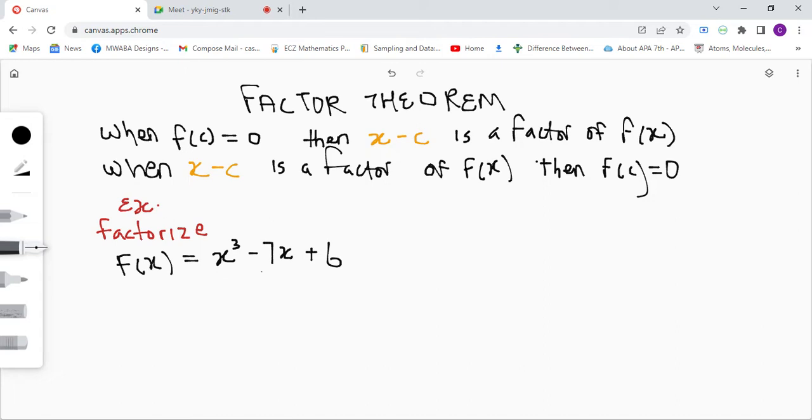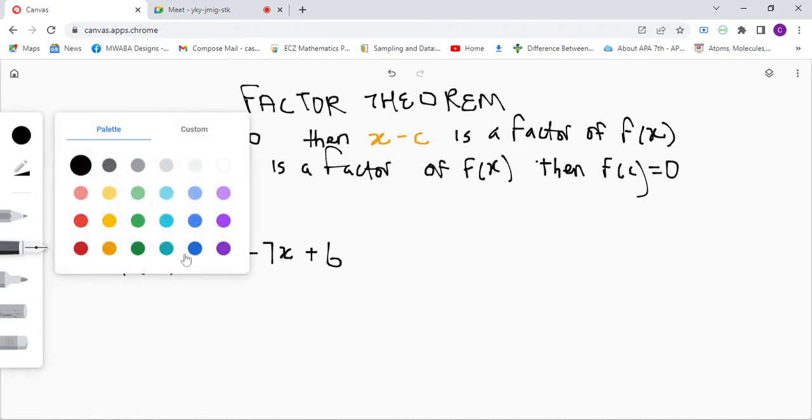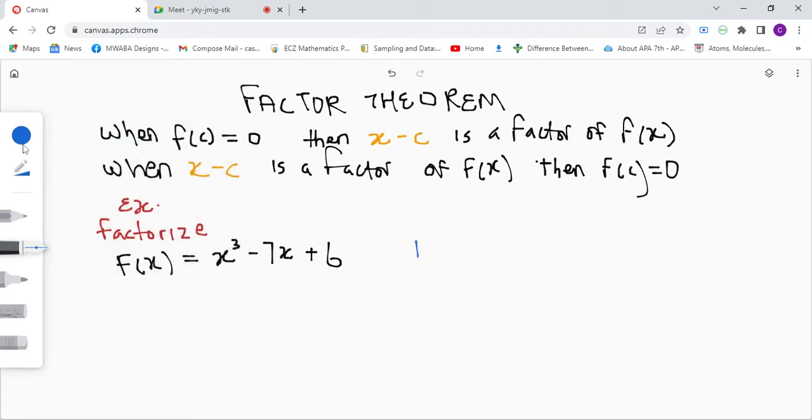We have a polynomial, x cubed minus 7x plus 6. They've told us to factorize this expression. So using the factor theorem, we're going to look for a number that when we put it into this function is going to equal 0. This is the part where you do trial and error. Let's use 1.